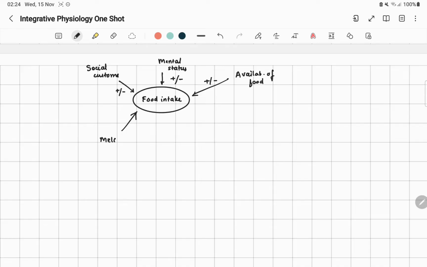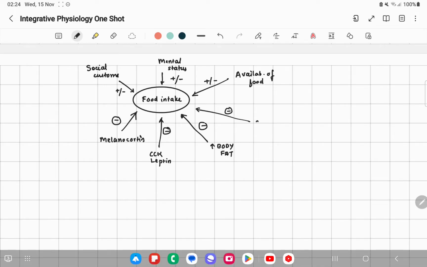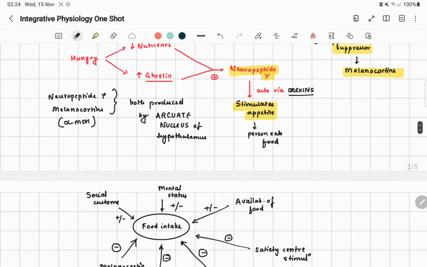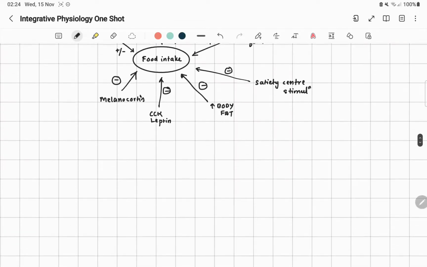Melanocortin stimulation, like your alpha MSH, inhibits food intake. Your CCK and leptin also inhibit food intake. Increased body fat will also inhibit your food intake. And satiety center stimulation will also decrease food intake. These are factors decreasing food intake.